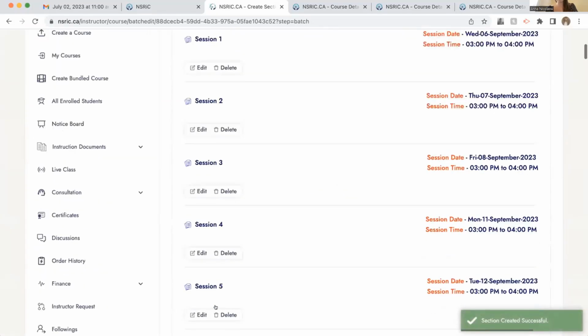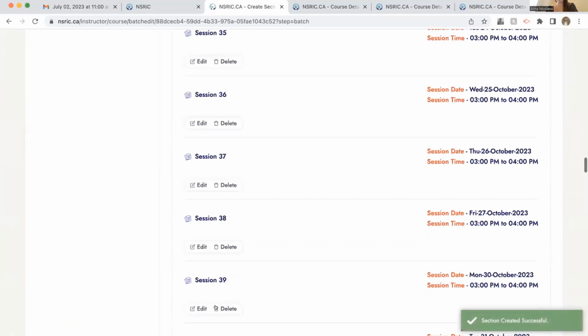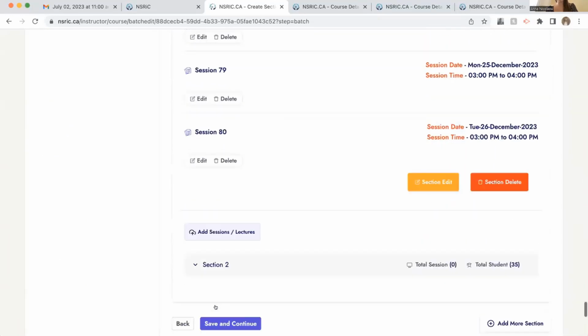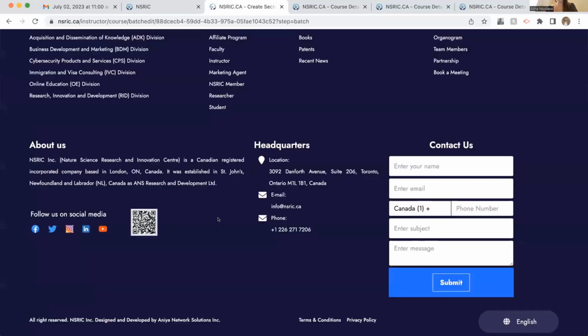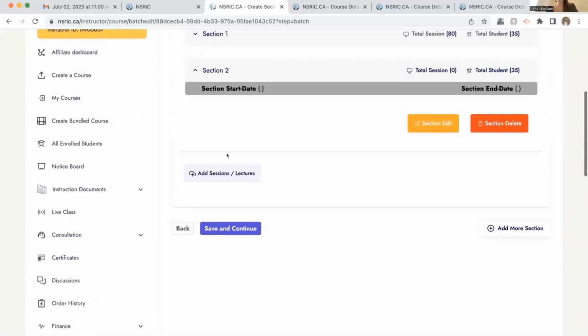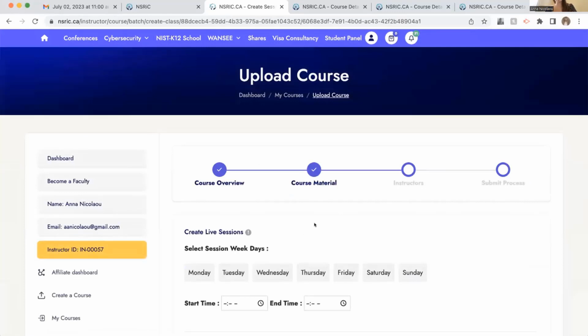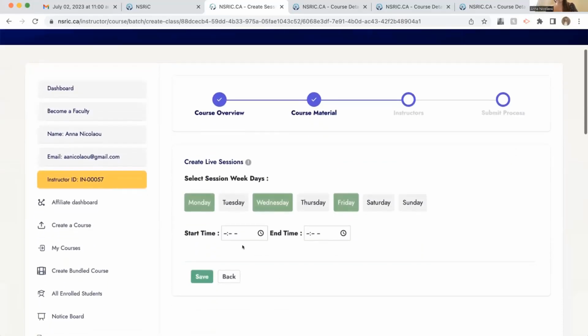And then it takes me back to the beginning. Now I need to actually add in what times my sessions are going to be for section 2. So I'm going to click on section 2. And then I'm going to click on add sessions or lectures, because there are none. And then I'm going to choose my days of the week. I think I want this class to meet on Mondays, Wednesdays, and Fridays from, let's say, 7 o'clock p.m. to 9 o'clock p.m. EST. And then I'm going to click save to save those.